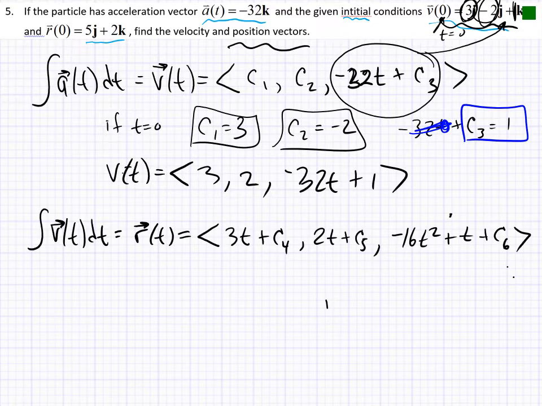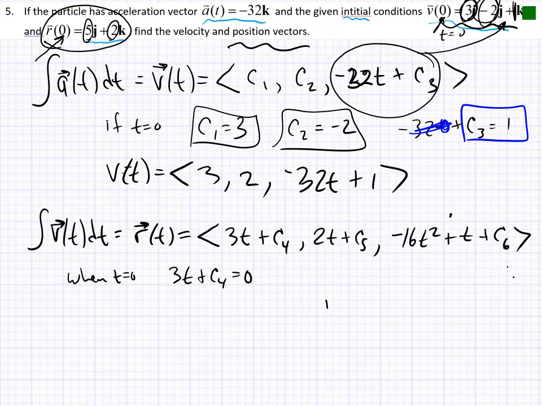And so now we use this information here. This is saying when t equals 0, the first component i is 0, because there's no i sitting there. The second component is 5, and the third component is 2. So first, when t equals 0, we know that 3t plus c4 has to equal 0. Well, remember, t equals 0, so then this is gone, so c4 is 0.